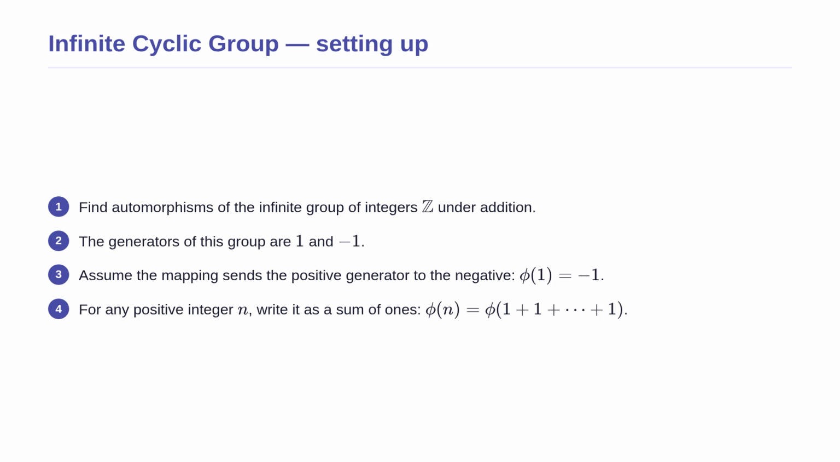This group never ends, but it is cyclic, meaning it is generated by a single element. The generators are 1 and negative 1. Since generators must map to generators, let us explore the case where 1 maps to negative 1. To find a general formula for any positive integer n, we write n as a sum of ones and apply our function.